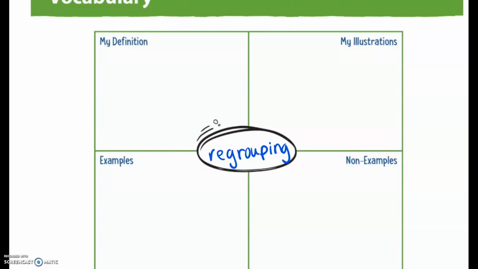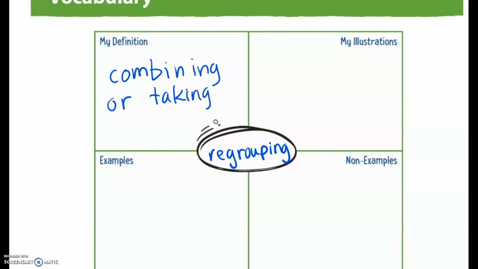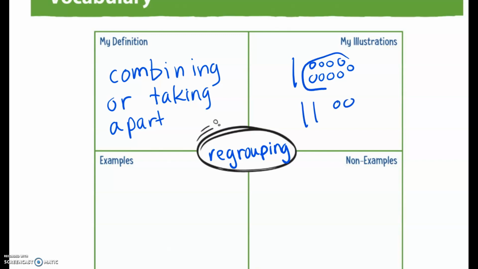My definition would be combining, or taking apart. So when you regroup, you're putting more together or you're taking more apart. An example might be if you have 19 and you have 22, you would combine to make a new 10. So that would be one example of regrouping.